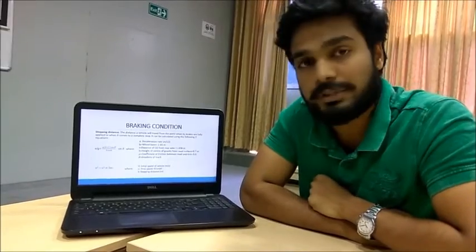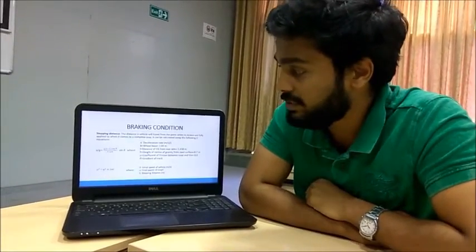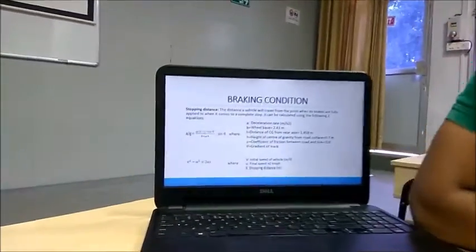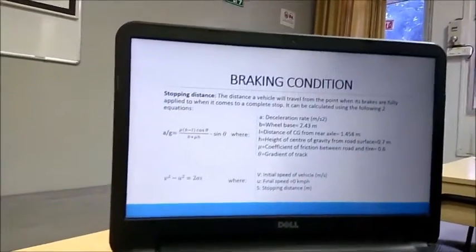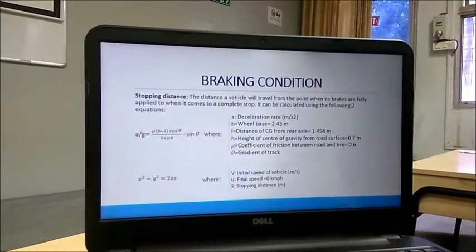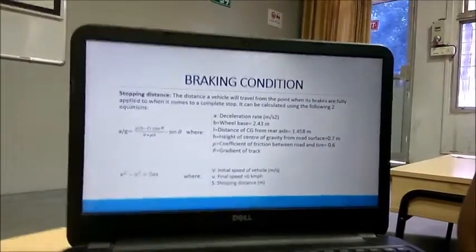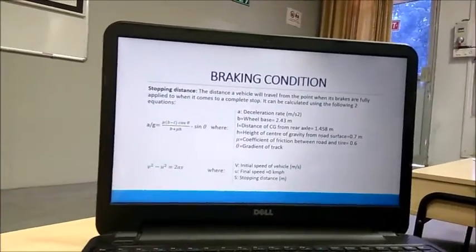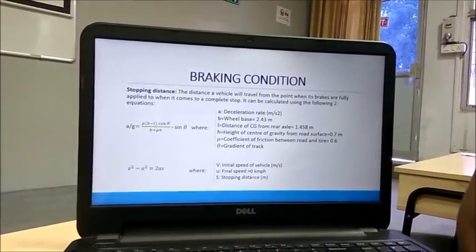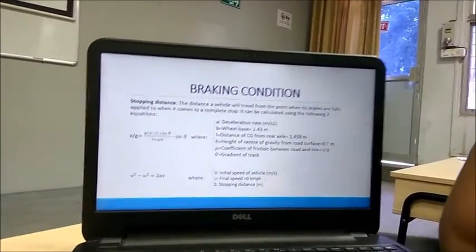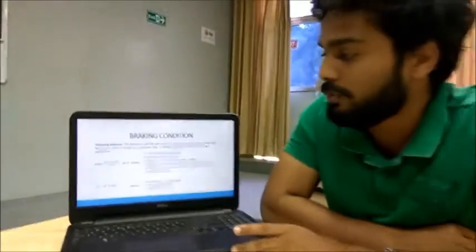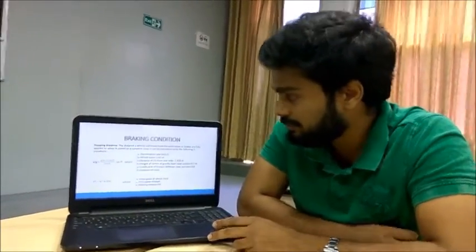So this we'll get by the formula which is given by a/g = (μ(b − l) cos θ) / (b + μh − sin θ). As we have talked about the variables involved, the only other variable used is a, which is the deceleration rate which we are trying to find, and θ as usual is the gradient of the track. We also need to use the equation of motion v² − u² = 2as to get our desired result.